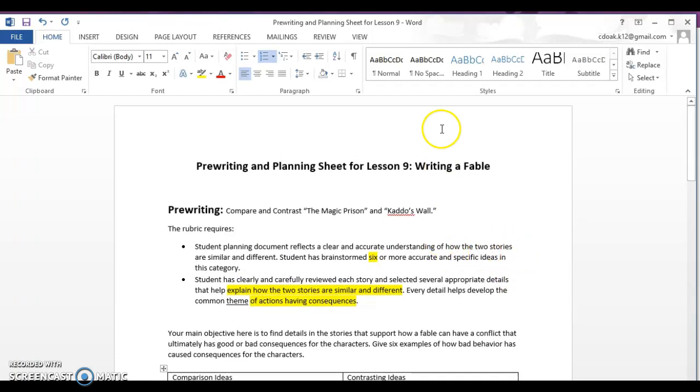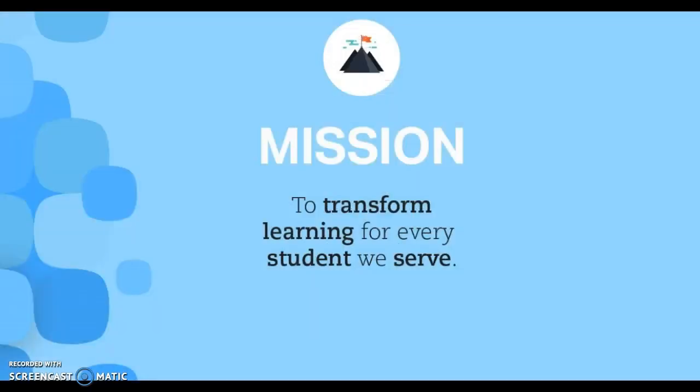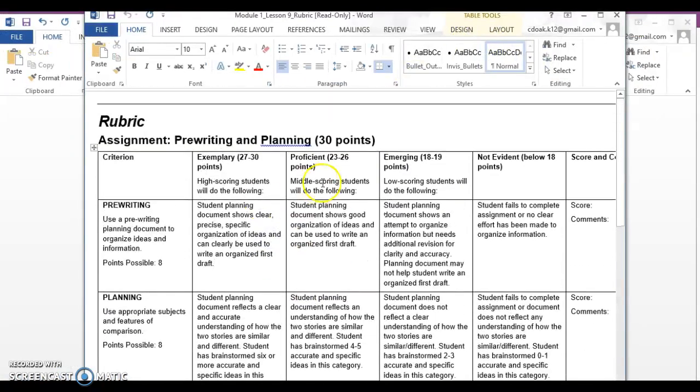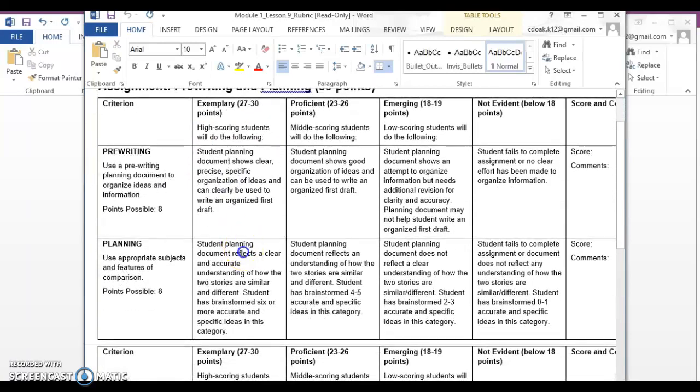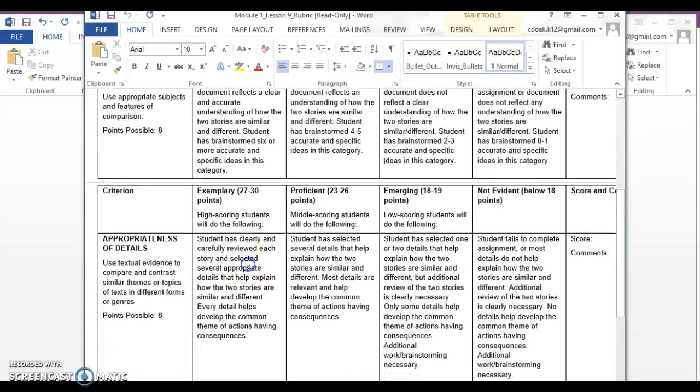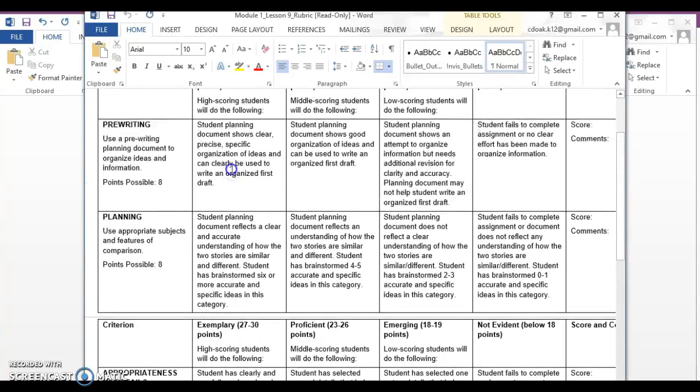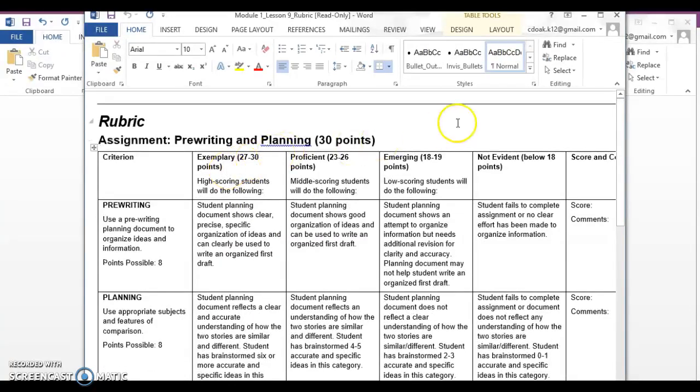So use that document, all right? And you can always use your rubric to check, okay? I usually don't even look at that stuff. I just look at the exemplary, because that means I'm getting full credit. High scoring students follow this. Make sure you do these things in this column, and if you do, you'll get full credit most likely.